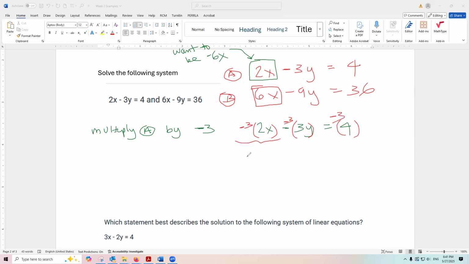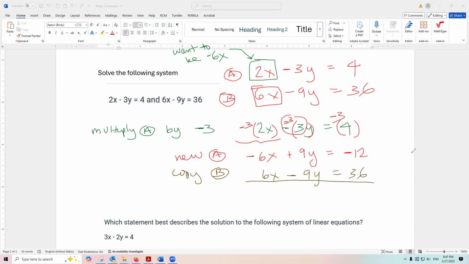This is going to be negative 6x. Now here I'm really multiplying a negative 3 times a negative 3. That's going to be a positive 9y there, and negative 12 on the right-hand side. So this is the new equation A. Let me just copy equation B directly underneath it. Equation B was 6x minus 9y equals 36.